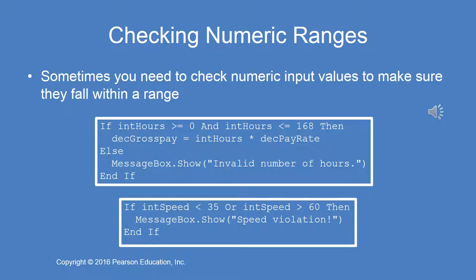The second example is if int speed is less than 75 or int speed is greater than 60, then show speed violation. So I'm assuming that would be a highway where the speed limit is 60. I don't know if you've ever noticed this, but sometimes highways do have a minimum speed, because it's dangerous if someone's out on the highway with a speed limit of 60 and they're doing 33 miles an hour. So this would be another example of validation that would take place.